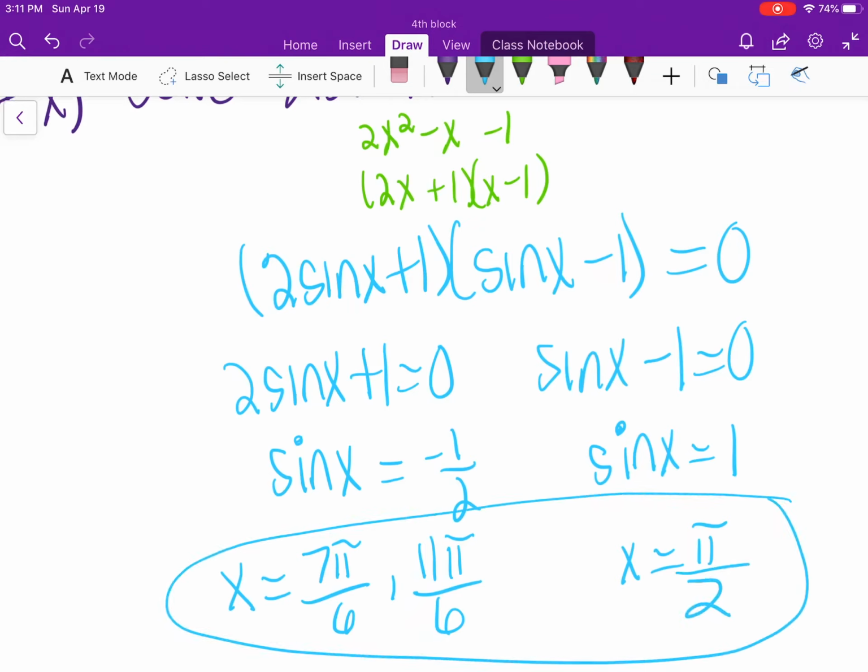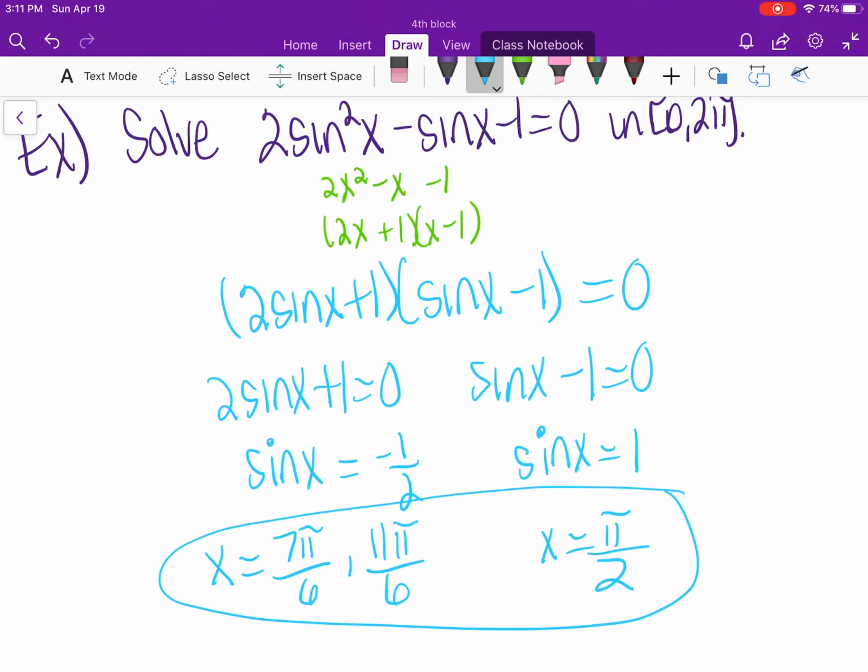Now, just like we saw with that very first example, you can check those on your calculator, and I recommend you try that on one of these examples or a homework problem or two. That way you'll know how to check them on your test. You would need to substitute 7 pi over 6 in for the x's and make sure that's equal to 0. Then do the same thing for 11 pi over 6, and then do the same thing again for pi over 2.